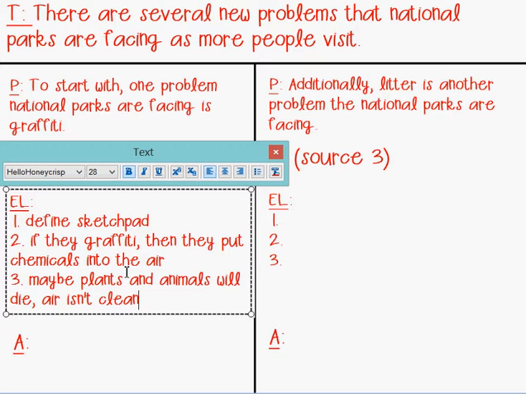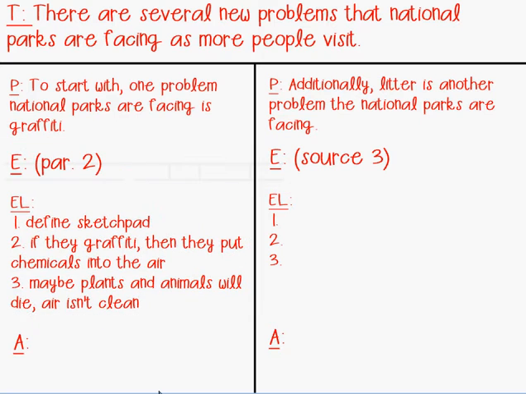So for my elaboration, I'm talking about the sketch pad, how they're using nature as a sketch pad, how if they're graffitiing, then that means they're spraying chemicals into the air. And then 3, if they're spraying chemicals into the air, why is that a problem? What could that do in the future? And so that kind of wraps up their elaboration. The very last thing is the A, which is the argument. I tell them this really wraps up your entire PEEL paragraph, and it connects back to your point.